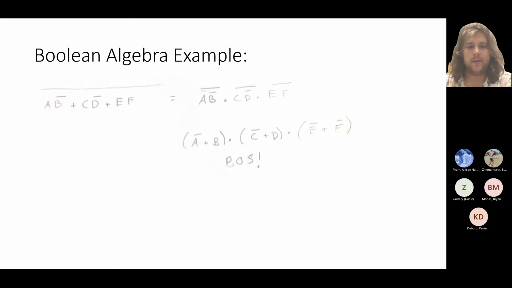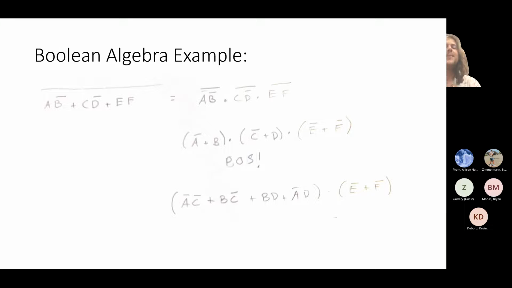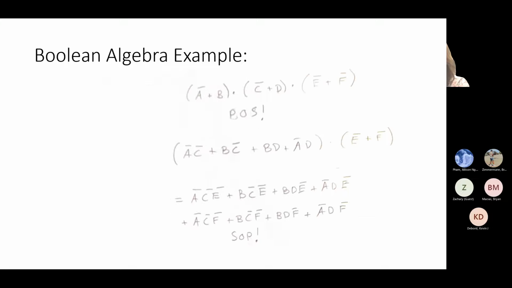And this is the POS form. It's as simplified as you can get because there are no duplicates of any of these variables. But if we want to turn it into the SOP form, we have to start distributing. So if we use FOIL on our A bar plus B times the C bar plus D, we can end up with this term times the E bar plus F. And if we distribute once again, we can end up with these 8 terms, which make up the SOP form, or the sum of products.